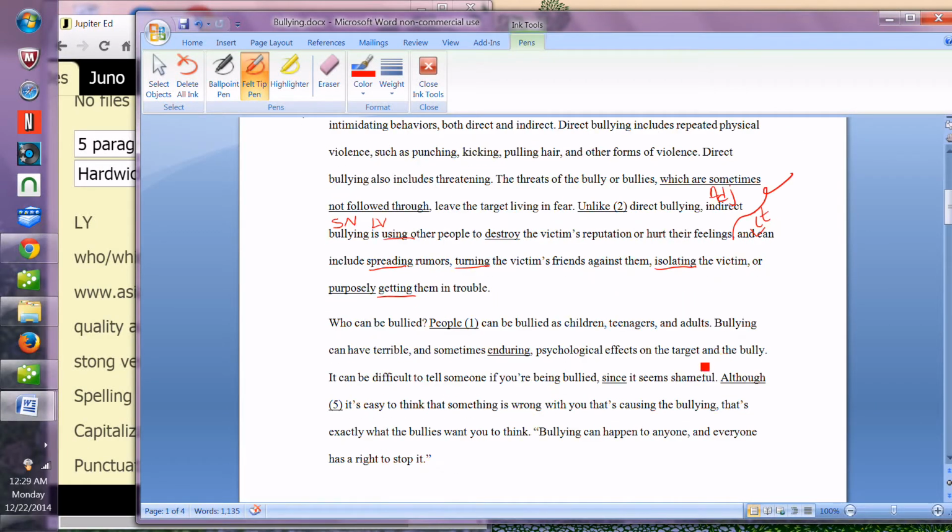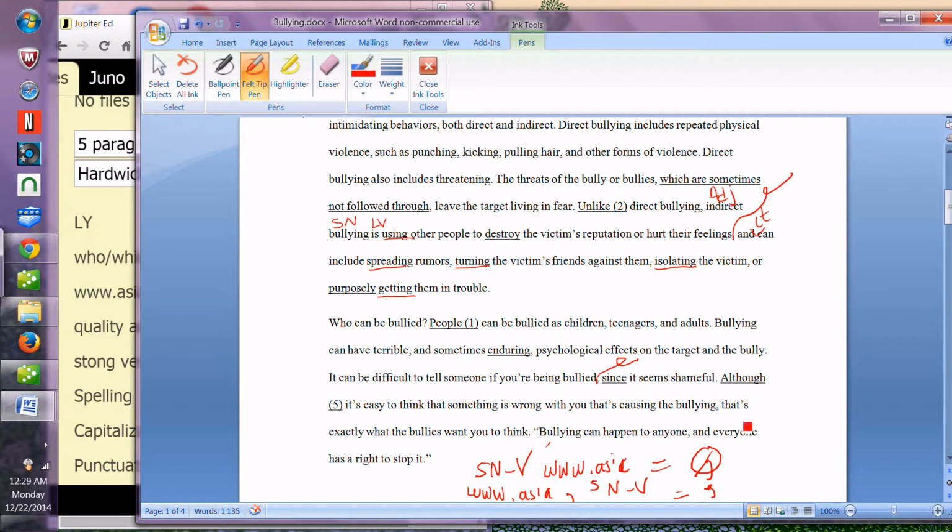Let's go down a little bit. Right here, it can be difficult to tell someone if you're being bullied since it seems shameful. And let's get rid of this comma. Usually when we have our sentence followed by a subordinating conjunction, there's no comma. If our subordinating conjunction starts our sentence, then we put a comma. So those are just two little ways to help you remember a comma.